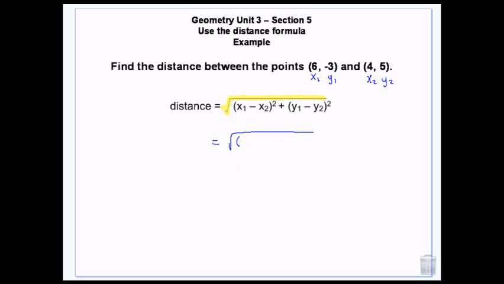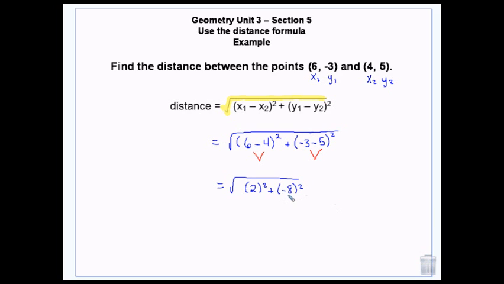Okay, so x1 is 6 minus x2, which is 4, and then I'm going to square that, plus y1, which is negative 3, minus y2, which is 5, and I'm going to square that. I need to do what's inside the parentheses first, so the 6 minus 4 and the negative 3 minus 5 comes first. Okay, so that's 2 squared plus negative 8 squared.